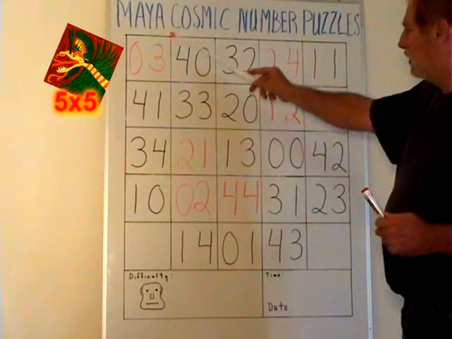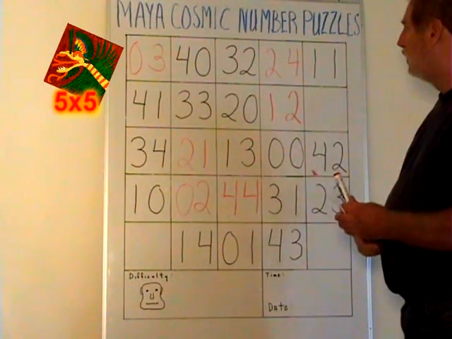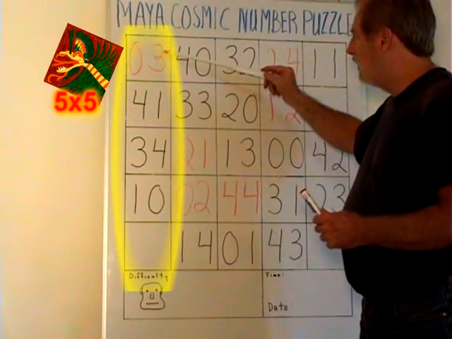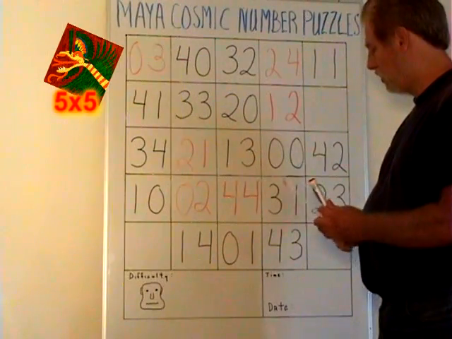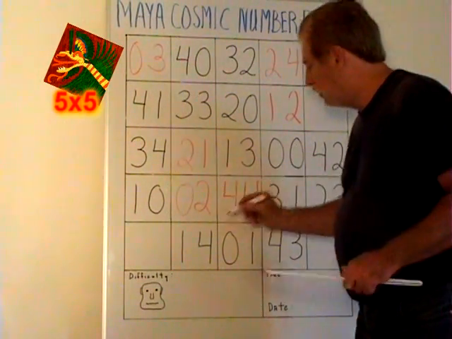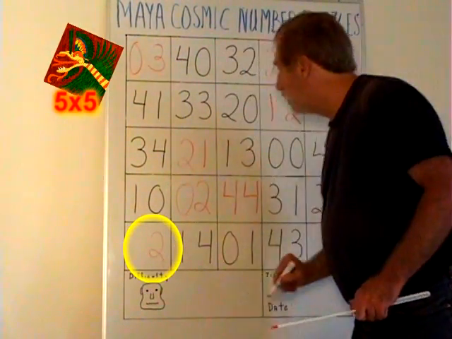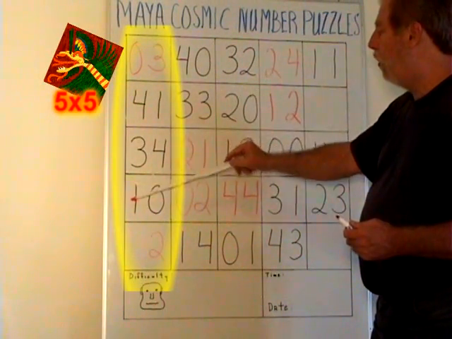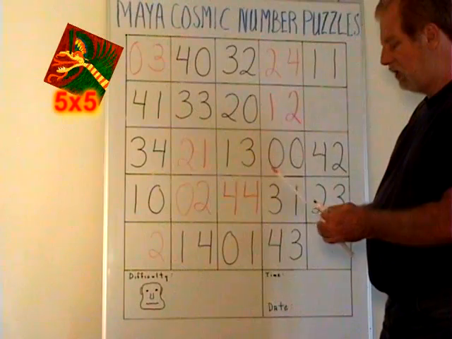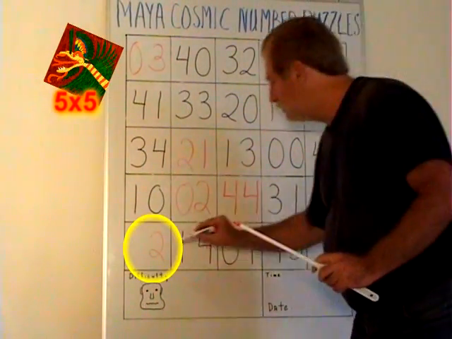Now, in this column, starting on the right side, we have a 3, a 1, a 4, a 0. So we are missing a 2. On the left, 0, a 4, a 3, a 1. So we are missing another 2.